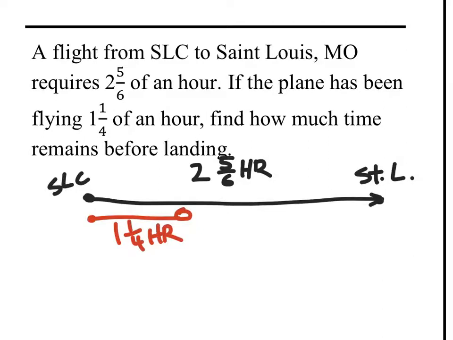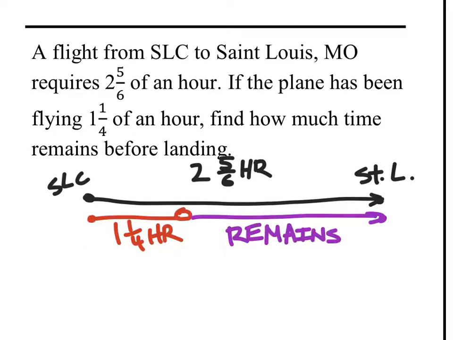So the question says, find how much time remains before landing. Well, that would be the distance from where the plane is to St. Louis. This would be how much remains. So the diagram hopefully helps us to see what is happening between these two values. I know that how many hours it's been in the air, plus how much remains, needs to be the total amount of time in the air.